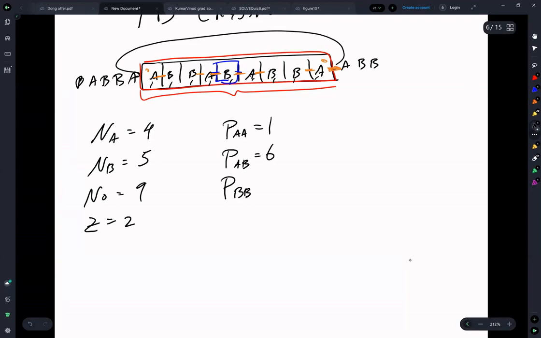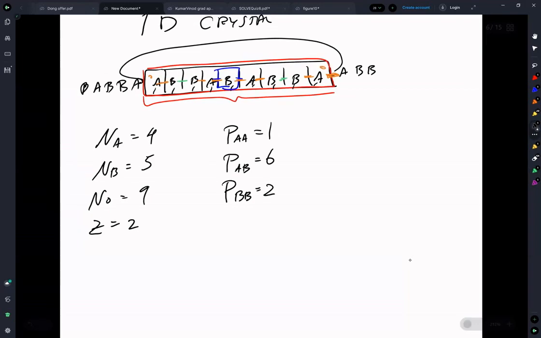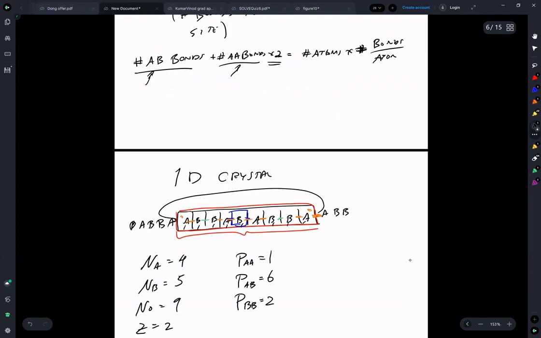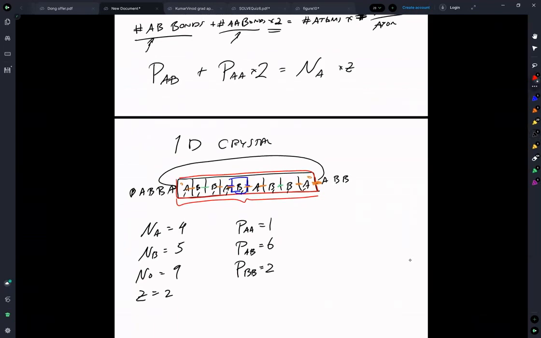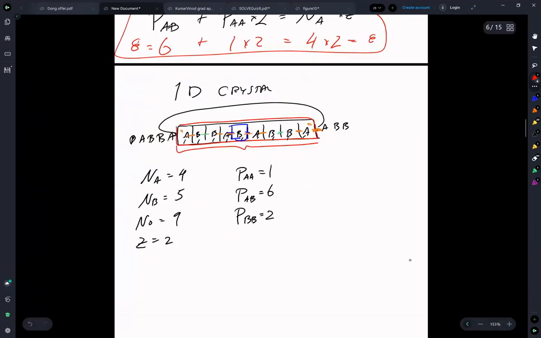And PBB is equal to 1, 2. So if we write out our expression here, that's going to be PAB plus PAA times 2 is equal to NA times Z. So in this case, substituting in, we have 6 plus 1 times 2 is equal to 4 times 2. So that's going to be 6 plus 2 is equal to 8. 4 times 2 is equal to 8. So the expression holds.